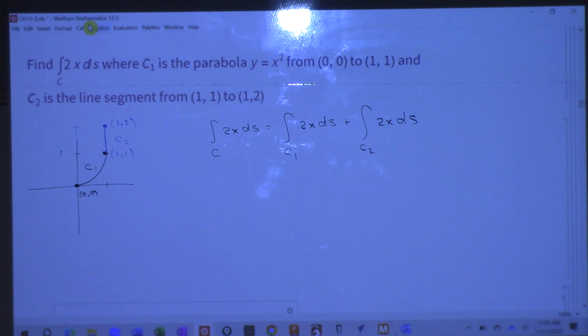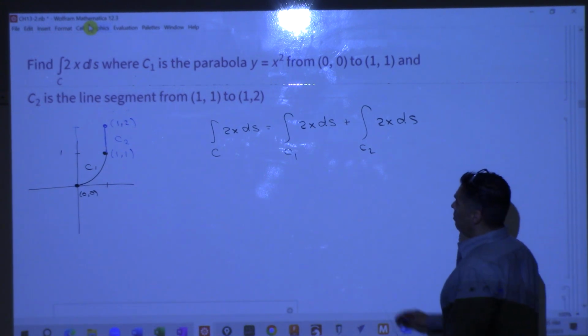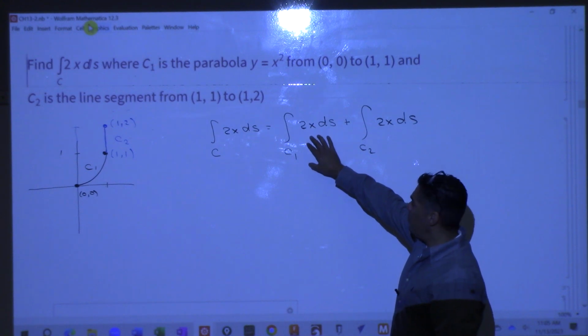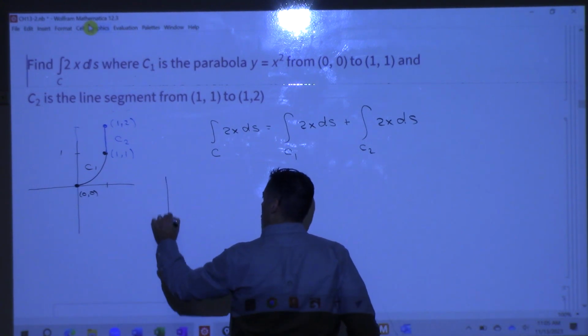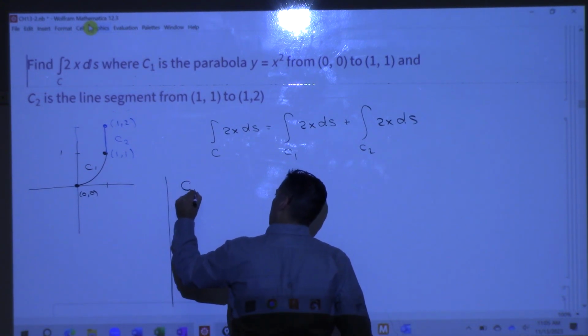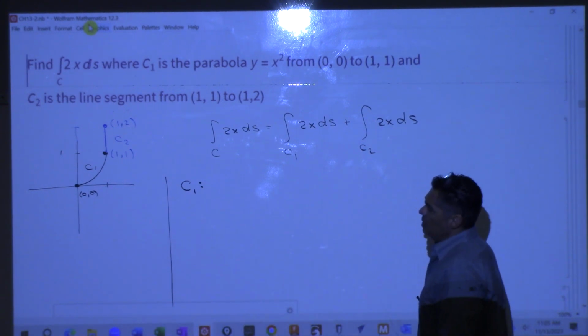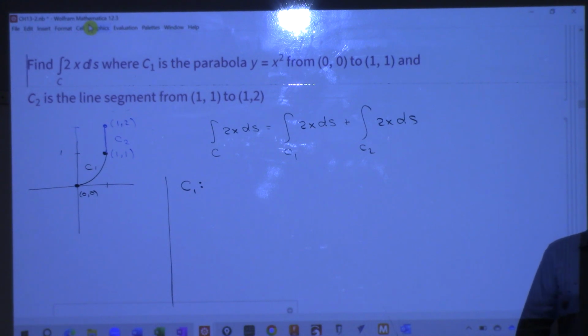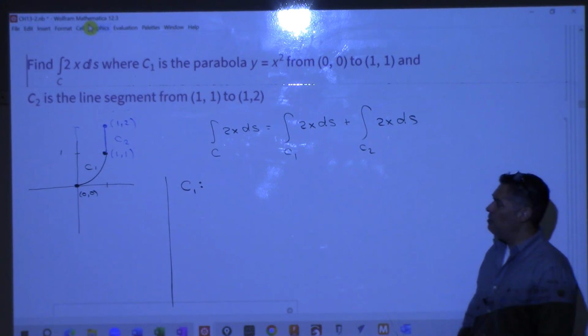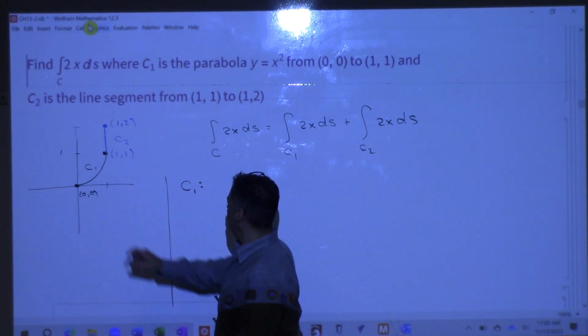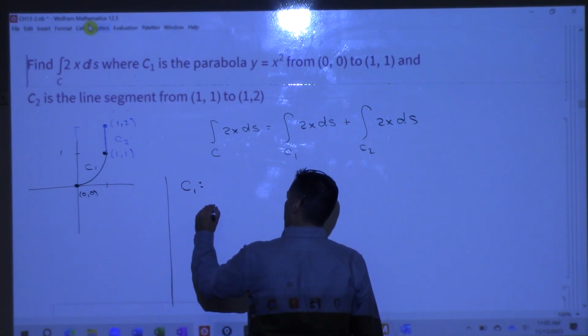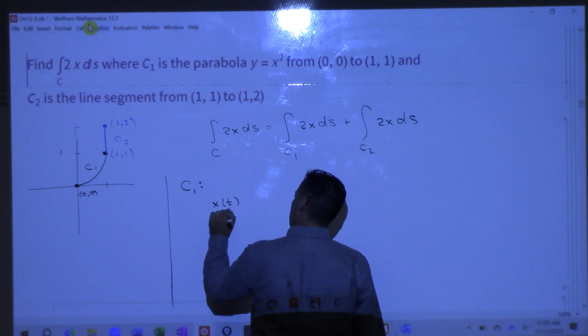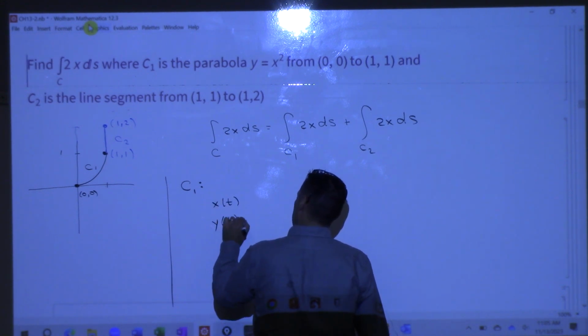So now we need to do each of these. So let's do this one first, all right? The one over C1. So I'm going to look at C1 first. C1 is the parabola, right? And the question is, how do we draw that parabola with parametric equations? So we need to somehow draw this parabola using some functions x of t and y of t.